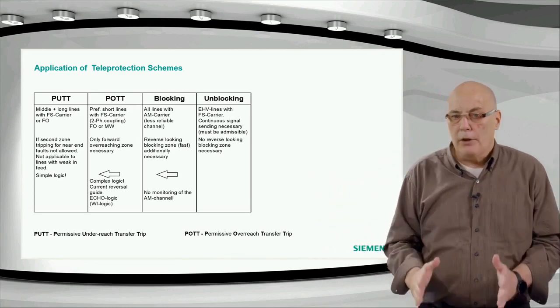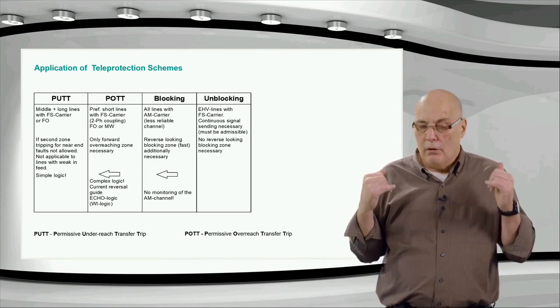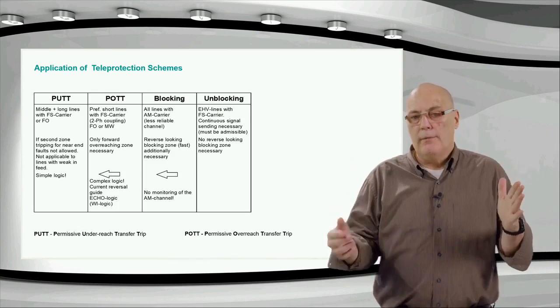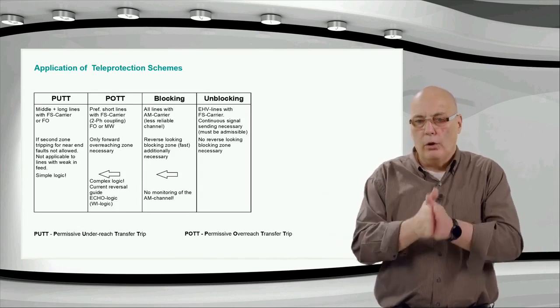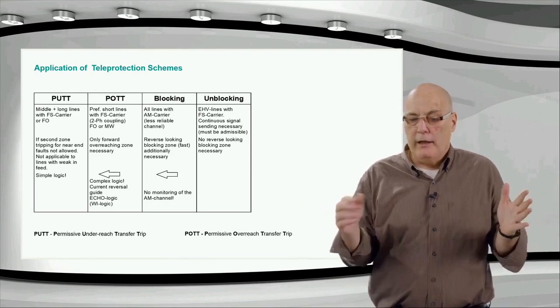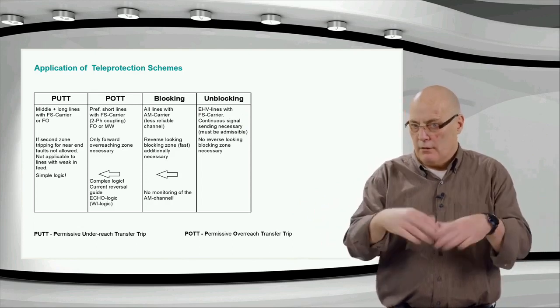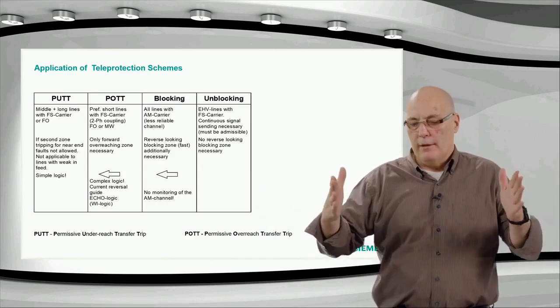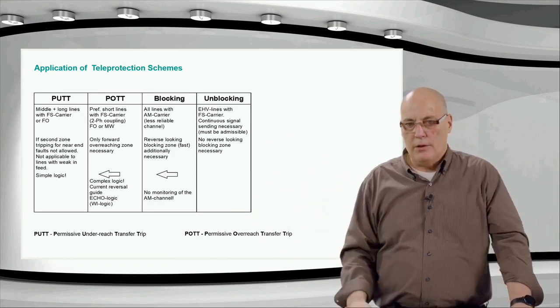So the point is, the blocking scheme is essentially applied where you have got difficulty, or you cannot be sure that your communication system will work if the internal fault is there. Then you simply say, all right, I don't care if the fault is internal, I don't need a signal, so I'm going to trip. I only want to be stable on external faults, so I need a healthy line to send the blocking signal through a healthy line.